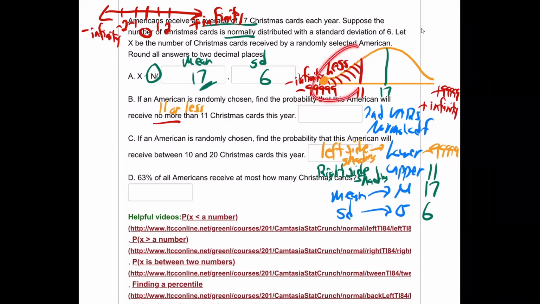You're communicating to your calculator, saying, calculator, I want you to tell me how much is here if the shading goes from negative 5 nines up to 11, lower, upper, when the middle is 17 and the standard deviation is 6. Tell me how much you got and hit the buttons, and the calculator will tell you. And now remember, you've got to round your answer, doesn't it say? Yeah, right here. Round all answers to 2 decimal places.